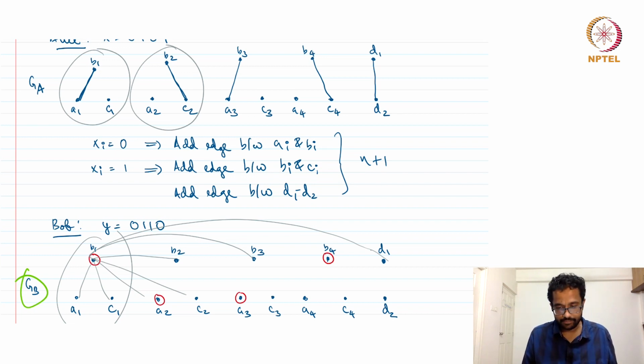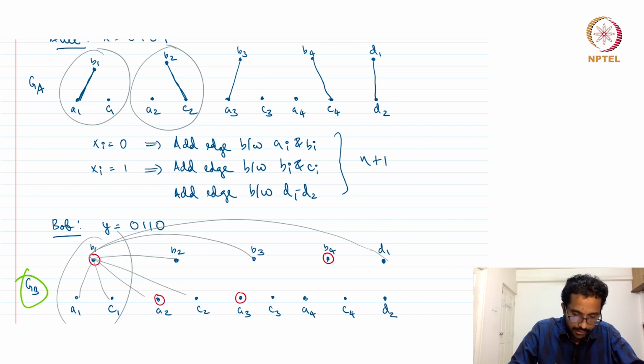by Bob's graph. So what I mean is that if Alice and Bob are disjoint, then all the edges added in these groups, a1, b1, c1, a2, b2, c2, are covered by the universal vertices added in Bob's graph. The only edge in Alice's graph that will not be covered is the edge d1, d2, because Bob is not going to add a universal vertex in d1 or d2.